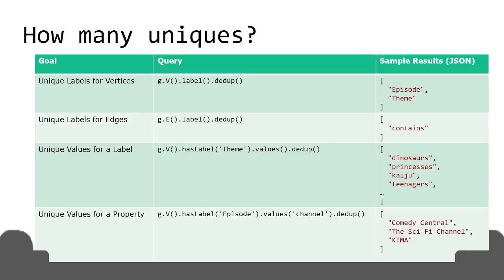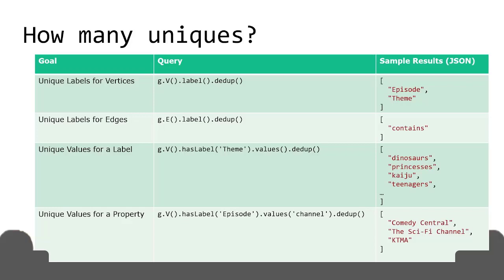Now some other queries you might want to run with Gremlin are things like, how many unique labels are there? So let's see how many unique labels there are for the vertices. You call g.V().label() with open and closed parentheses, and we'll get your collection of all the labels. Because we want uniques, we can use dedup. So .dedup() with open and close parentheses, and you'll see that your result will come back as episode and theme. You could do the same thing for edges and their labels.